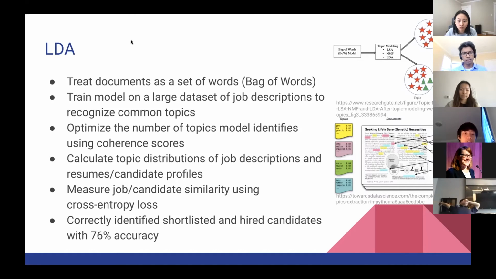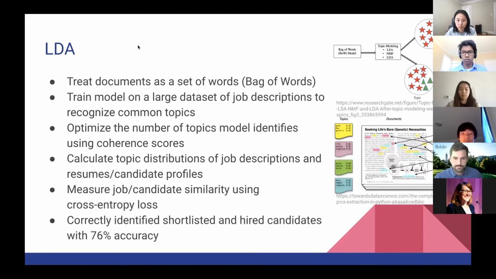Using this, we were able to correctly identify which candidates were hired out of our data set. On the test data set, we were able to identify which of all the applicants were shortlisted and hired with approximately 76% accuracy by looking at which candidates had a topic distribution most similar to the job description.